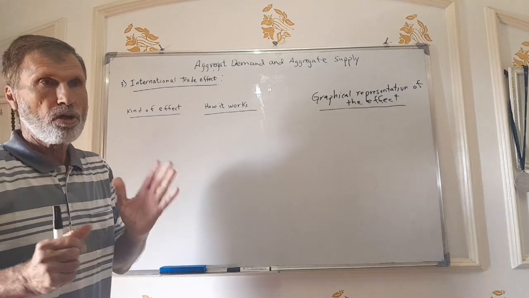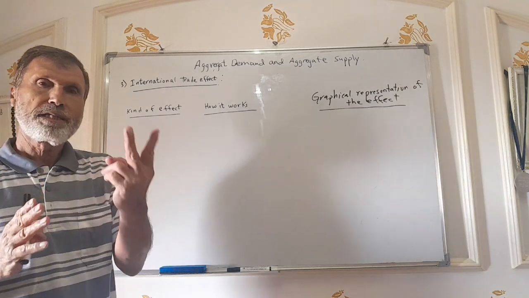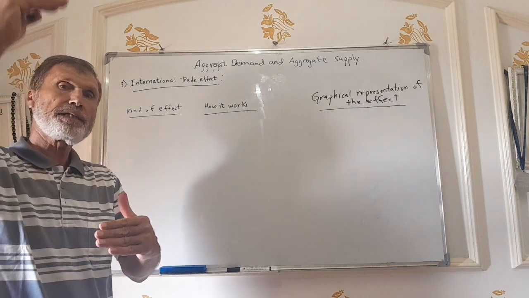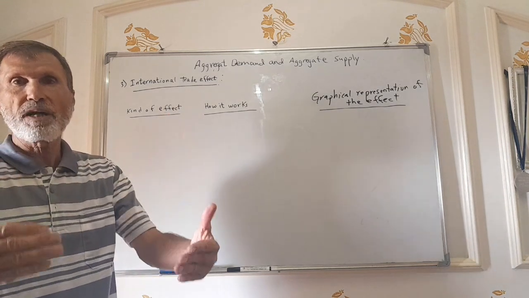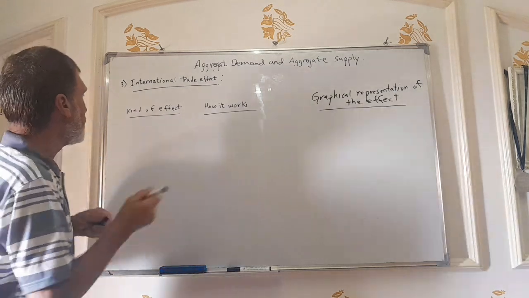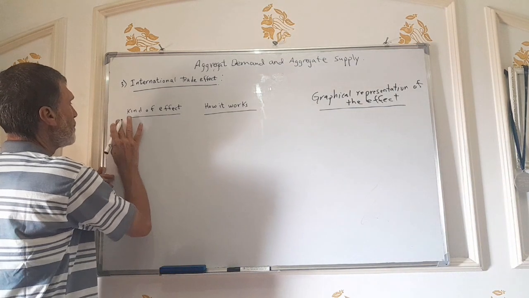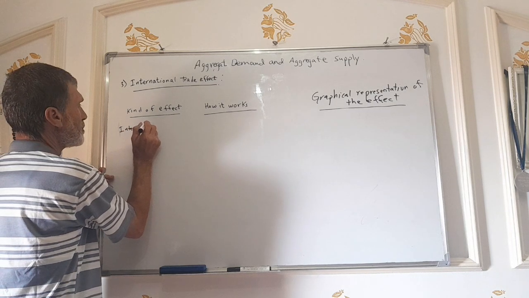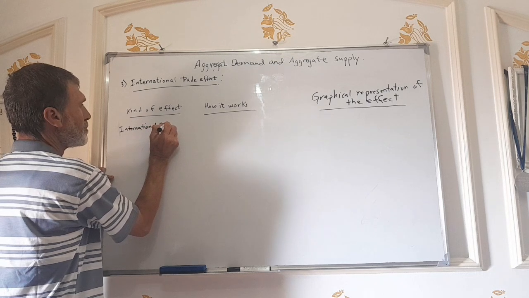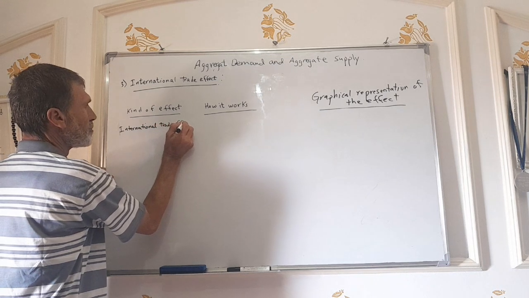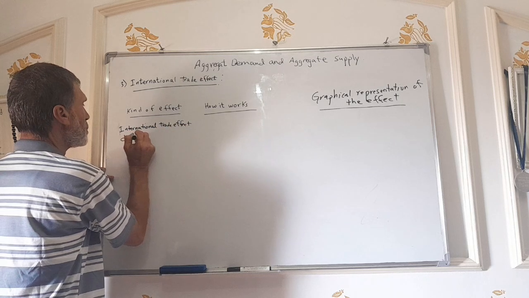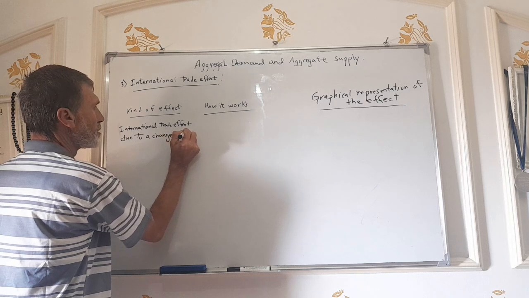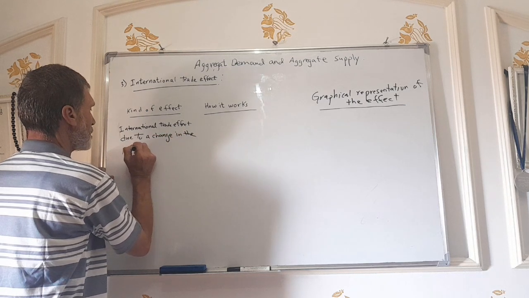So here we're going to study the two cases, when the price level decreases in the domestic country and when the price level increases in the domestic country, and what are the effects of these two cases. So the first one is the international trade effect due to a change in the price level.